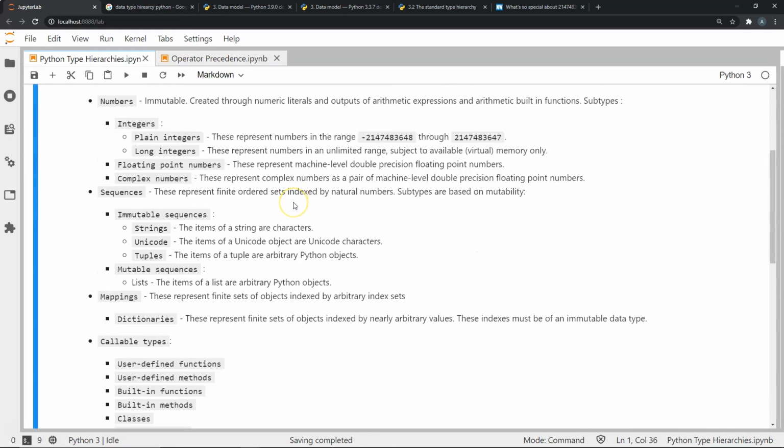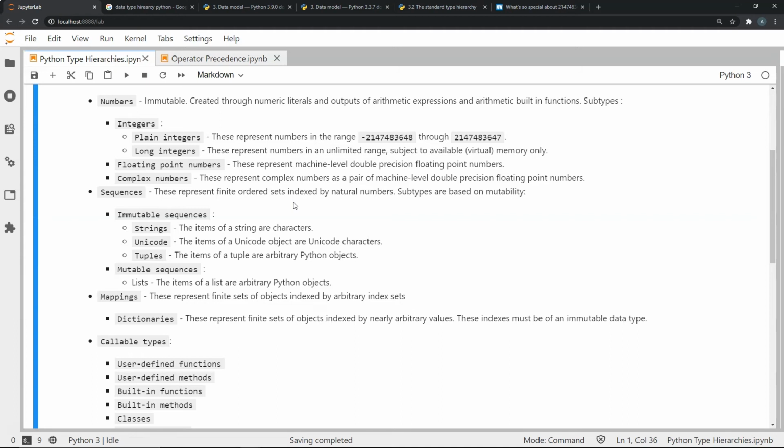Next we have mappings. Mappings are sets of objects, but these objects are now indexed using arbitrary index sets. The difference between a mapping and a sequence is that sequences are ordered but mappings are not, and the indexes given to objects in sequences are always natural numbers, whereas in mappings they are arbitrary objects that we can set for ourselves. In Python, there is only one built-in standard mapping type, the dictionary.